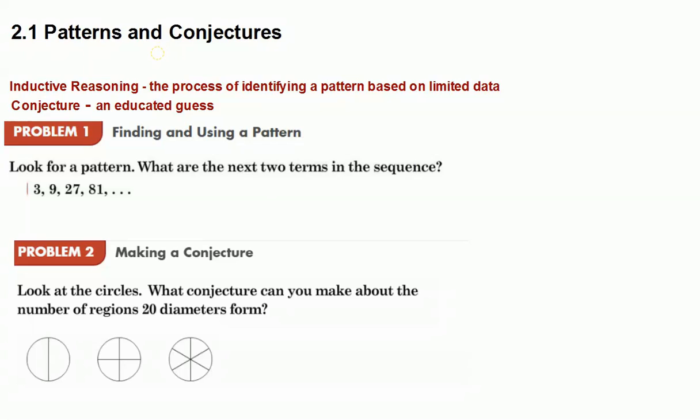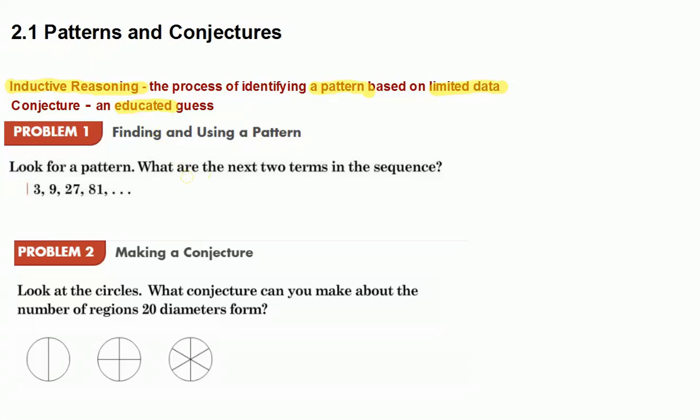So we'll start with 2.1, Patterns and Conjectures. Logic is based on different types of reasoning. One of them is called inductive reasoning. Inductive reasoning is the process of identifying a pattern based on limited data. Okay, so that's the first vocabulary you need to know. If you ever hear inductive reasoning, it means it's pattern based. Conjecture is a guess, but it's an educated guess.